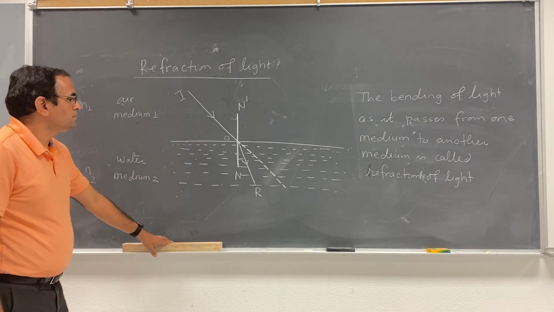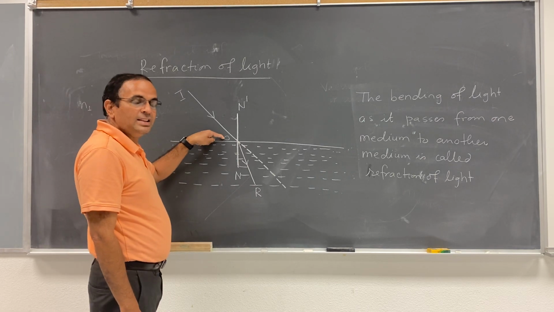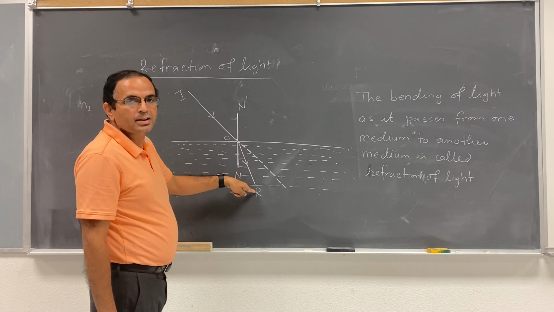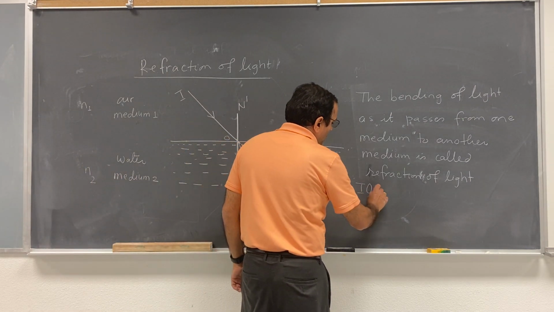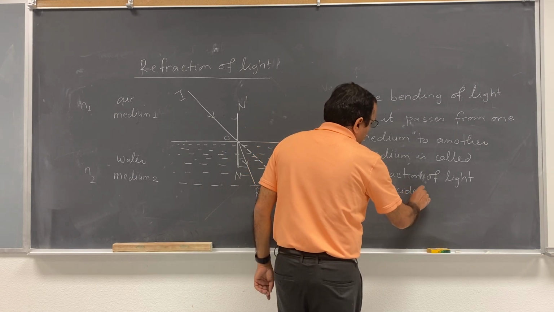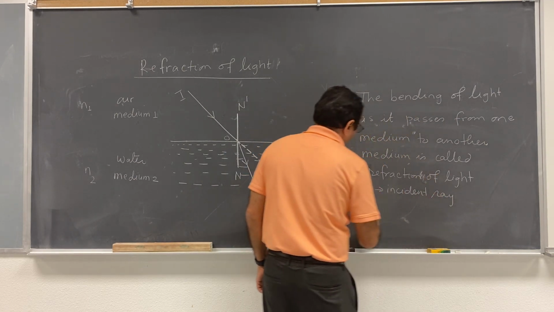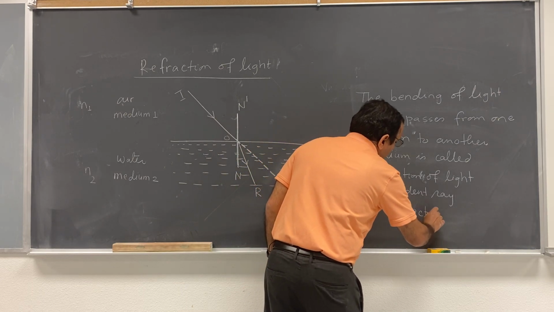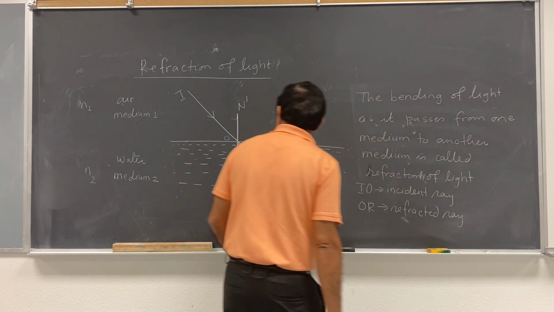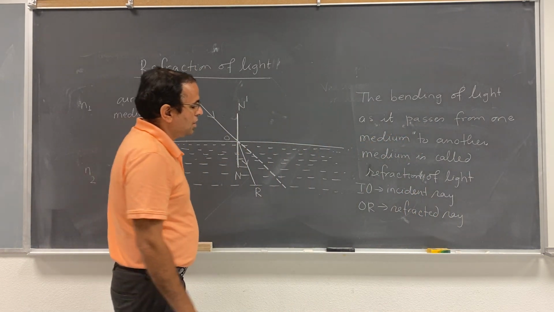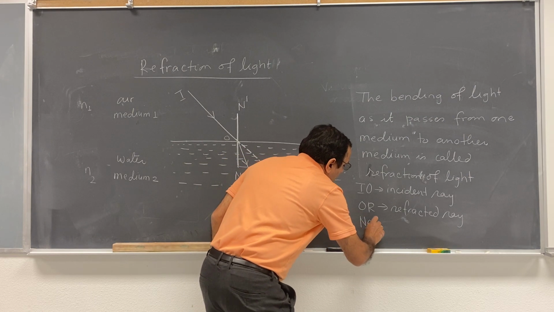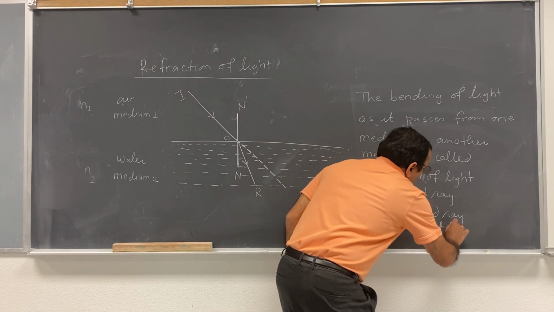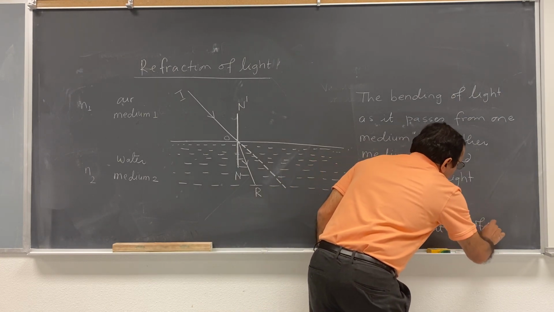Here IO is the incident ray, and OR is the refracted ray. NON prime is the normal at the point of incidence.